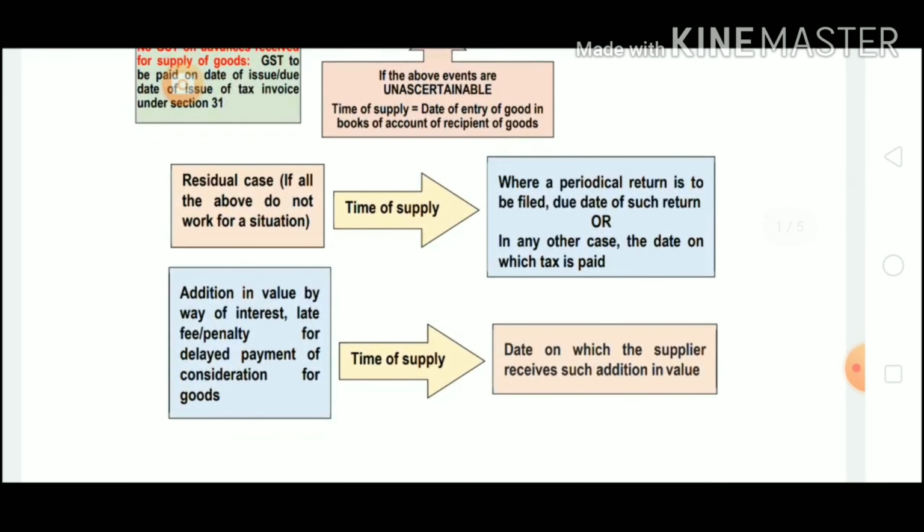Now we'll apply the residual case. When we apply the residual case, if all the above do not work for a situation, then we'll apply the residual case. In that case, we'll take the due date of return. When the periodical return is to be filed, then we'll take the due date of such return. In other cases, we'll take the date on which tax is paid.